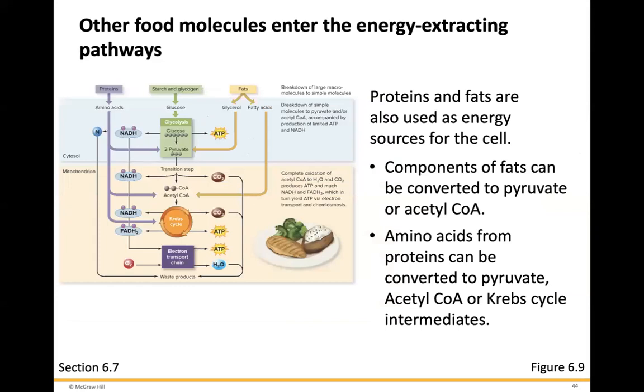So proteins and fats are also used for energy. Components of fats can be converted to pyruvate or to acetyl-CoA. Amino acids from proteins can be converted to pyruvate and acetyl-CoA, or various other intermediates of the Krebs cycle, as you can see here.